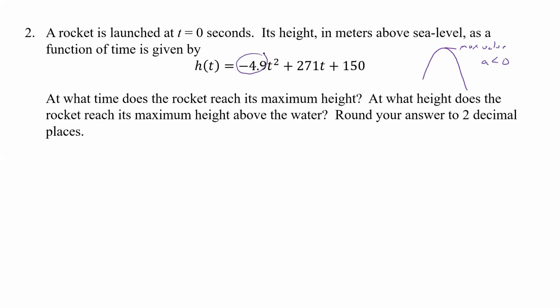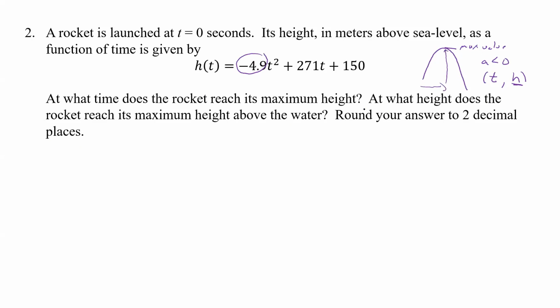Here we have a is less than 0, and so whatever we find for the vertex part, that's going to be our max value. So we need to find two things. At what time does the rocket reach its max height? Well, at what time? That's going to be at this. So the time and the height, that's really what we're looking at here. The time here is going to be how long it takes to get to that max height, okay?